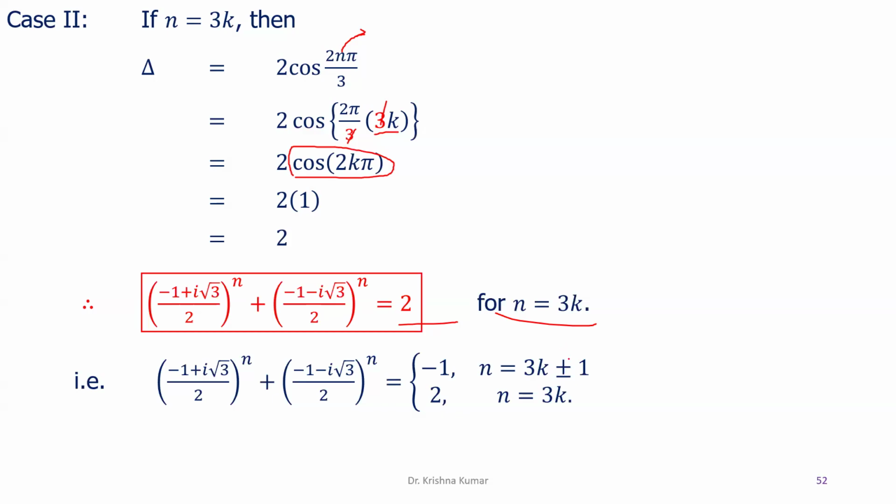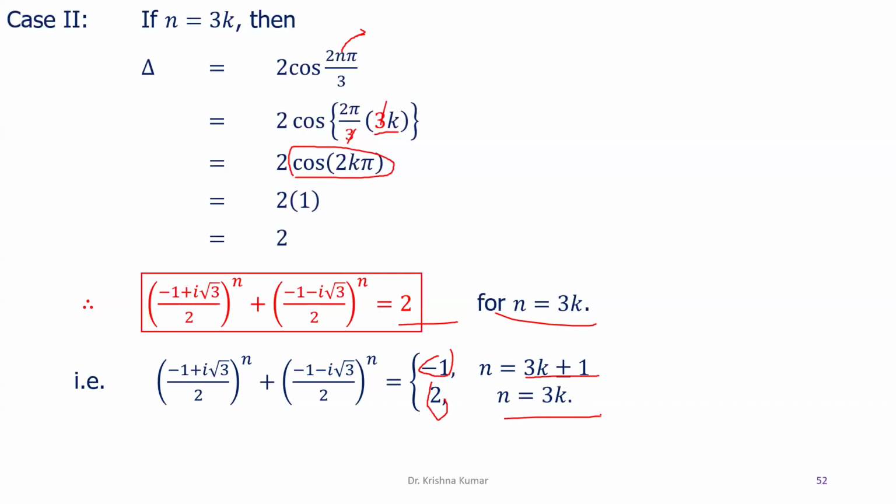So this expression has two values. Its value is -1 if n = 3k ± 1, and its value is 2 if n = 3k. Hence proved. This is our result. Thank you.